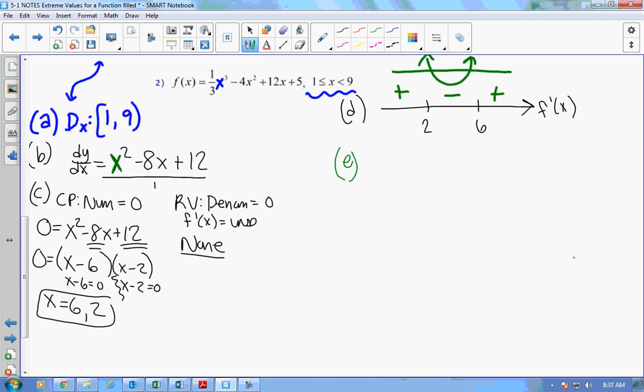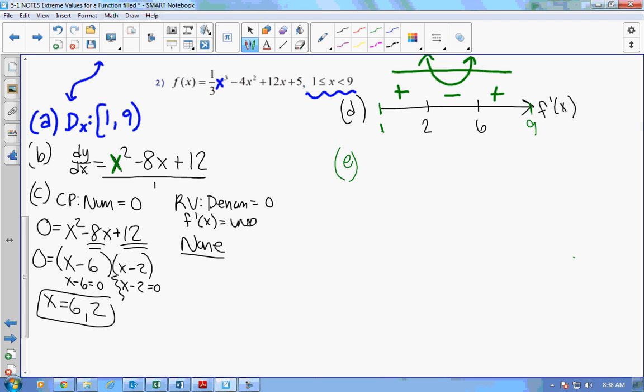So not only do we want to know what 2 and 6 create, if they're relative mins or maxes, but we also want to know about the endpoints. So I'm also going to put 1 here and 9 here, right? Because we also need to include the endpoints. So let's start with 2 and 6 first of all.